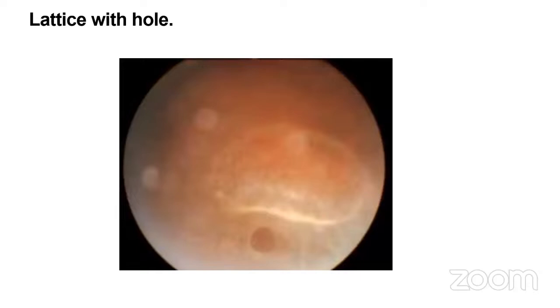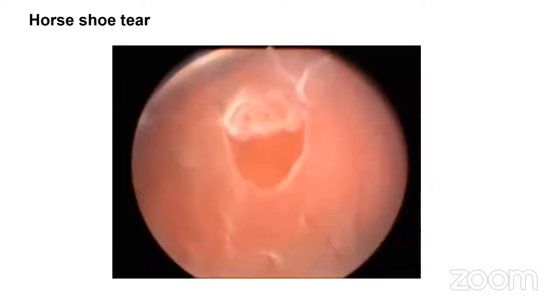So again, this is lattice degeneration with hole in the inferior part. So this is a tear, which is also called a horseshoe tear, and the apex of this tear will be pointing towards the disc.